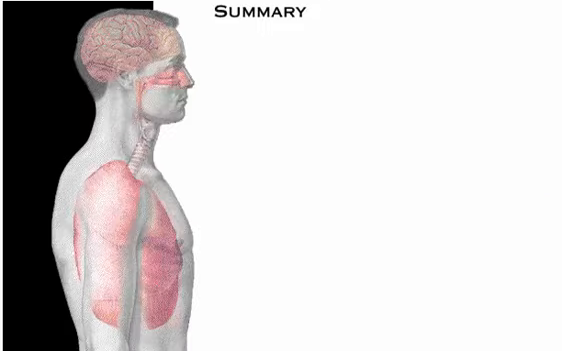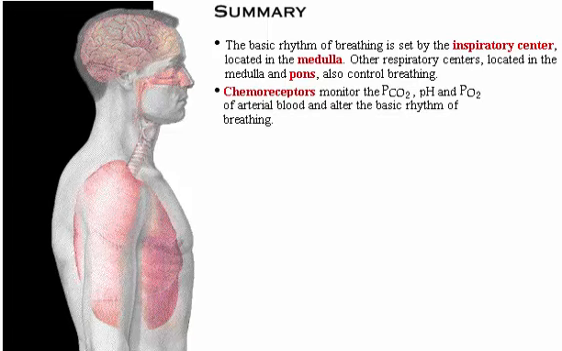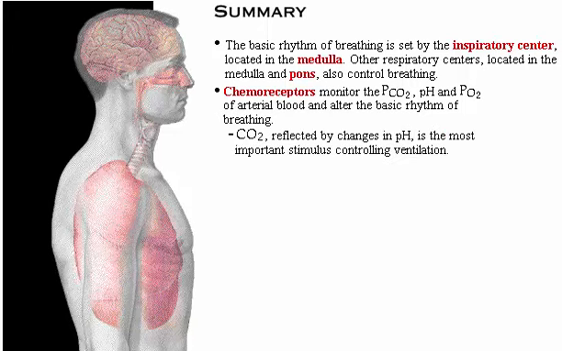Here's a summary of what we've covered. The basic rhythm of breathing is set by the inspiratory center, located in the medulla. Other respiratory centers located in the medulla and pons also control breathing. Chemoreceptors monitor the PCO2, pH, and PO2 of arterial blood and alter the basic rhythm of breathing. Carbon dioxide, reflected by changes in pH, is the most important stimulus controlling ventilation.